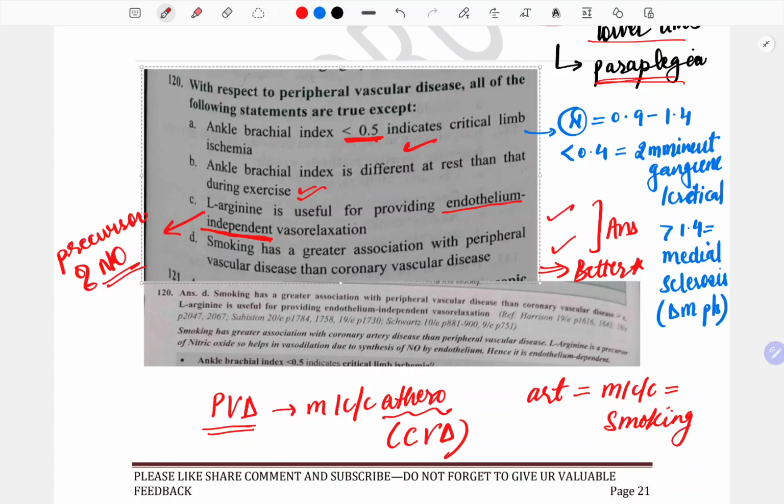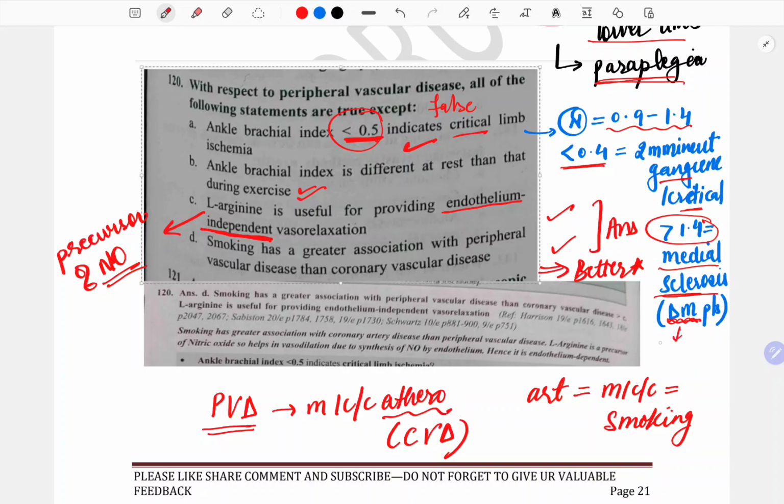120. With respect to peripheral vascular disease, all the following statements are true except. So they're asking the false statement. See, first is ankle brachial index less than 0.5 indicates critical limb ischemia. Correct, because the normal is 0.9 to 1.4. Less than 0.4 is imminent gangrene or critical. So this is the right statement. More than 1.4 is because of the medial sclerosis in diabetic patients.